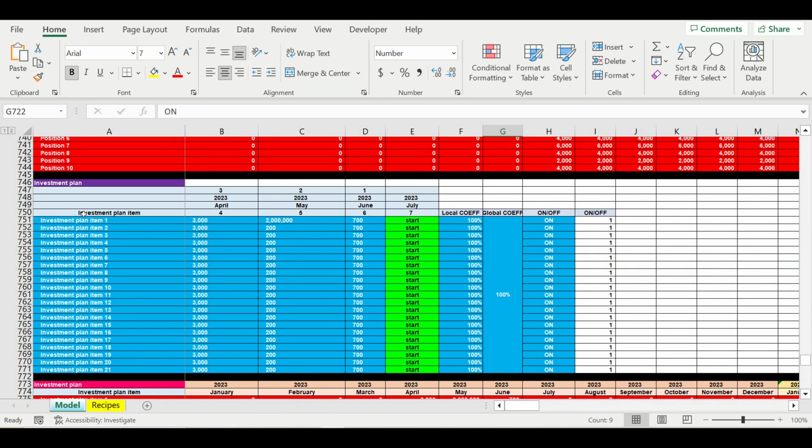Then we are moving to the investment plan. Here we specify what we are investing in. This is the moment when we start operating activity, and before this start, in the 3 months period, we can specify what we are investing in, how much we are investing in, and when we are investing in. So we have global and local coefficients and switch on and off buttons for each investment plan item.